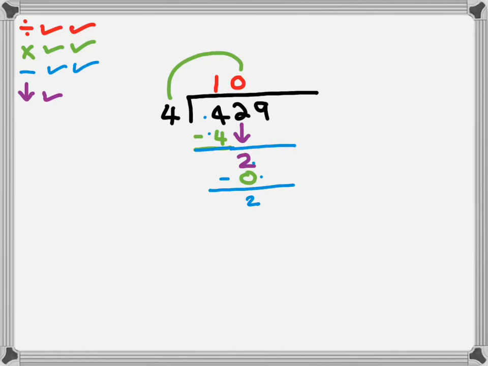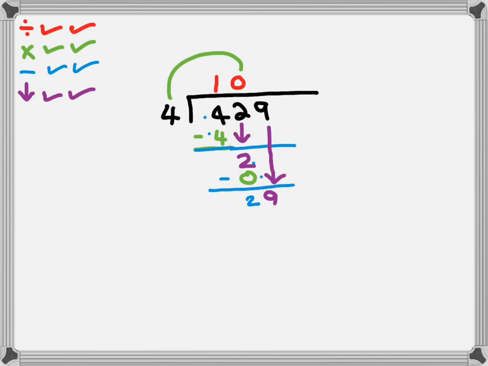Now our bring down. You see, we have actually got a 9 still waiting there to be used. So we're going to take the 9. It's going to come and stand here next to the 2. Now we have 29 there. That's our bring down done. Now we come back up here again. We start again. So we're going to divide again now, and we're going to divide 4 into 29.